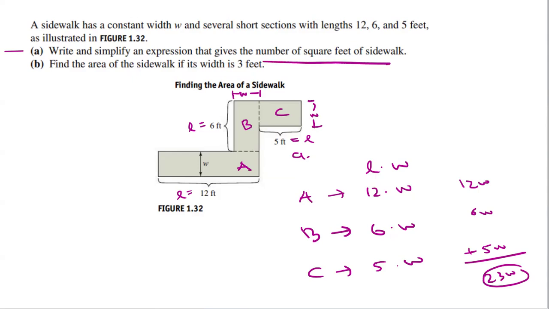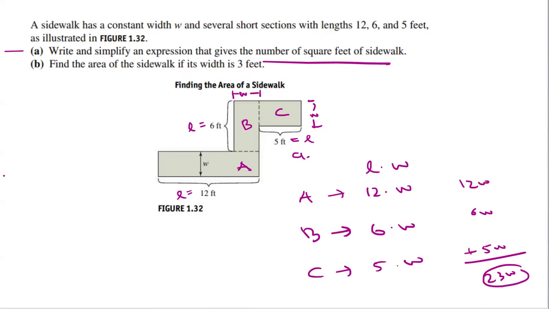Is 23W. And then for part B, it tells us that the width is 3 feet. So again, for A, our answer is 23W. And then for B, we just plug in 3 feet for W. So that's going to give us 69. So that's our answer there.